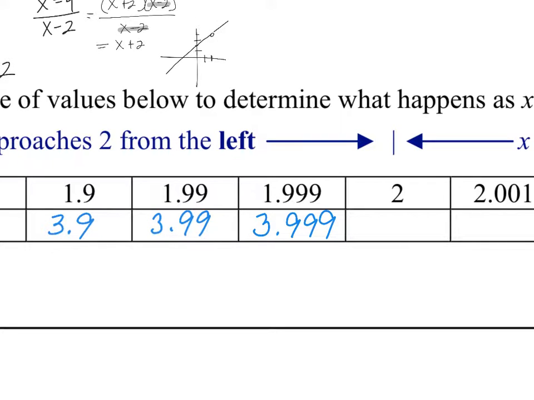At 2, we don't have a value because if we plug it in, it blows up because we can't divide by 0. So let's go from the other direction now. Whoa, I don't know what just happened. Let's go from the other direction now.